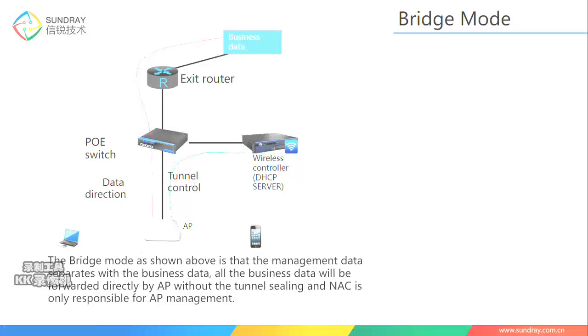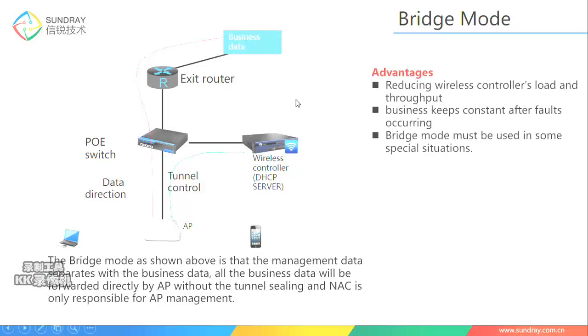For marketing features, bridge mode and tunnel mode are the same. So we can achieve all of the marketing features in both bridge mode and tunnel mode. The advantage of bridge mode is that it reduces the controller's load, and if the controller is disconnected, the traffic will still be fine. There will not be a single point of failure, so the network will still be okay, because we have a disaster recovery SSID for the AP.